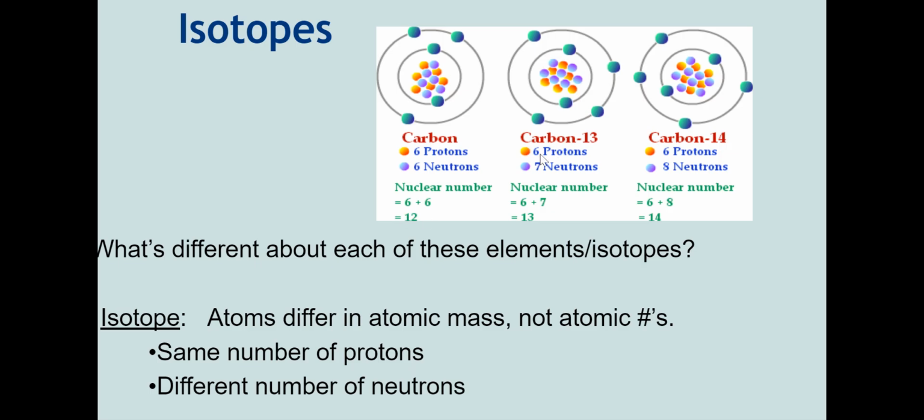In carbon-13, we still have 6 protons because it's carbon, but now we have 7 neutrons. So 6 plus 7 equals 13. So the atomic mass of carbon-13 is 13 because it has an extra neutron. In carbon-14, the atomic mass is 14. Well, we know that of that atomic mass, 6 of the mass units come from protons. So that means in carbon-14, you have 8 neutrons.